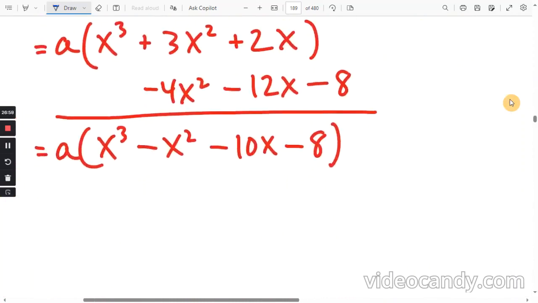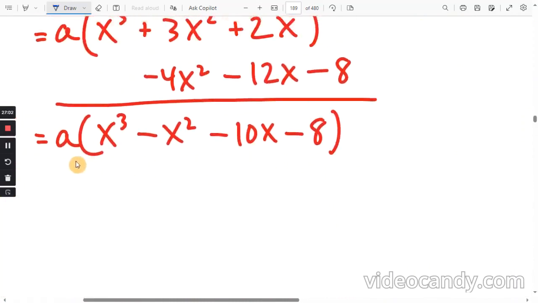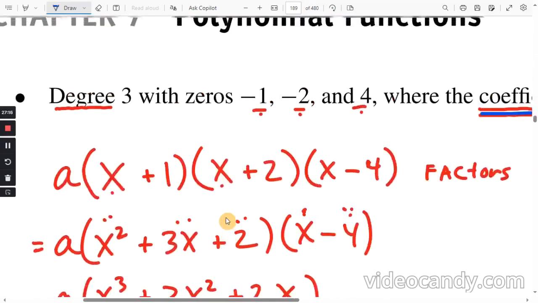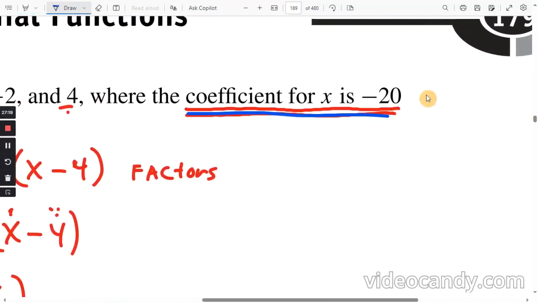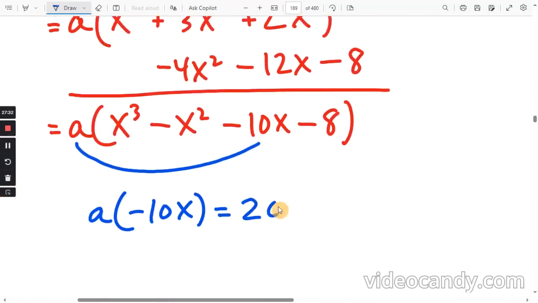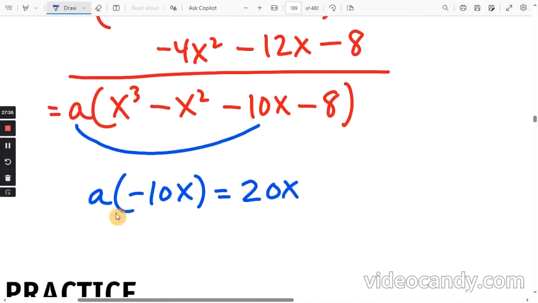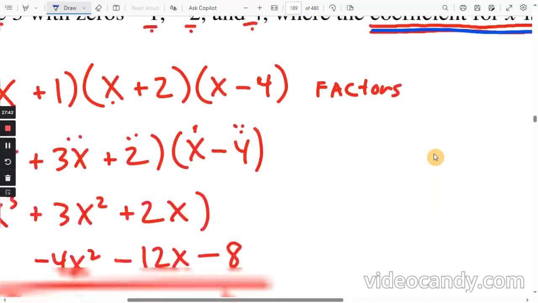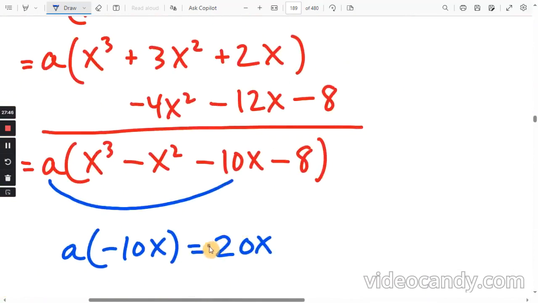All right, so let's just distribute the a to the one with x. If we did a times negative 10x, they said the coefficient on x is negative 20. In other words, negative 20x is one of the terms. Now, we don't have that. We have negative 10x. But if we set it equal to positive 20x, we can solve for a. All right, let me see here. Oh, no, the coefficient is negative 20. Okay. The coefficient here is negative 20.